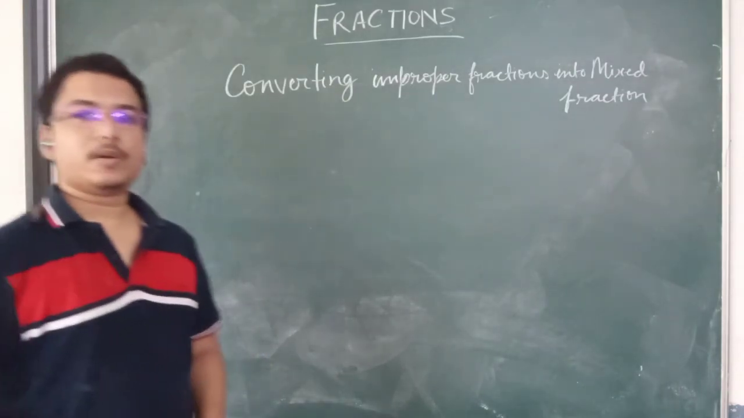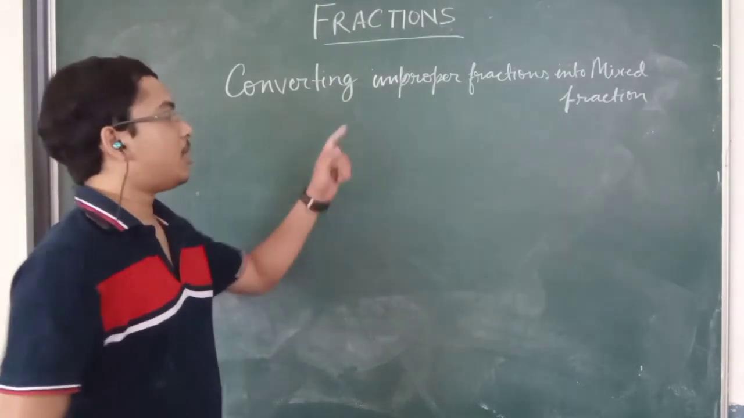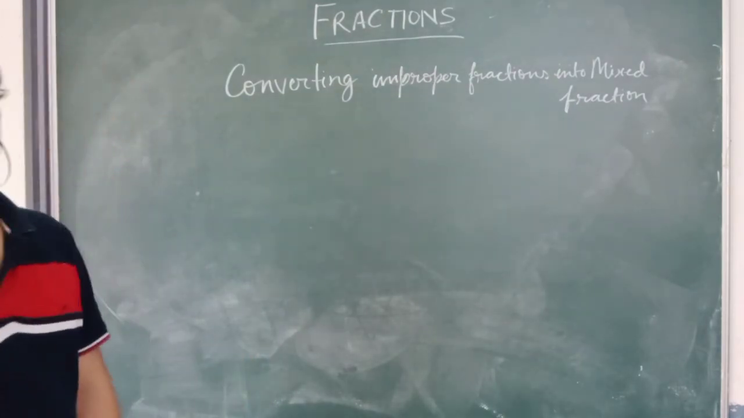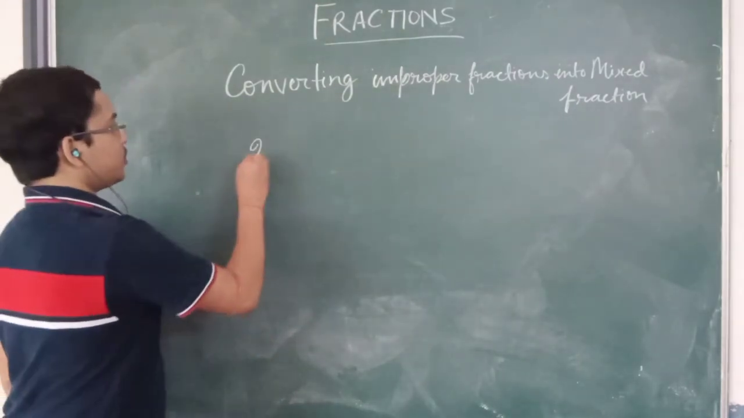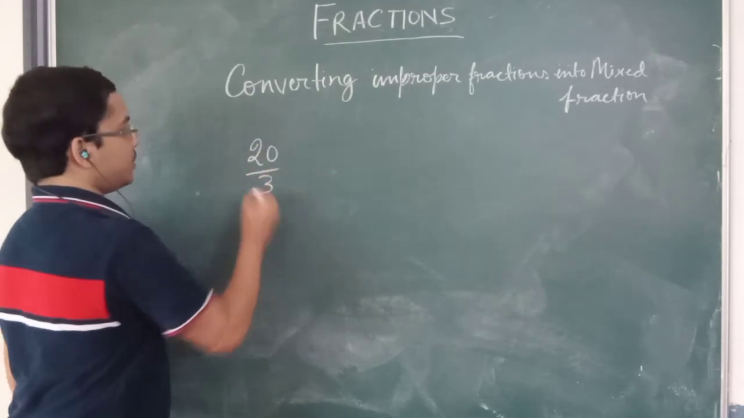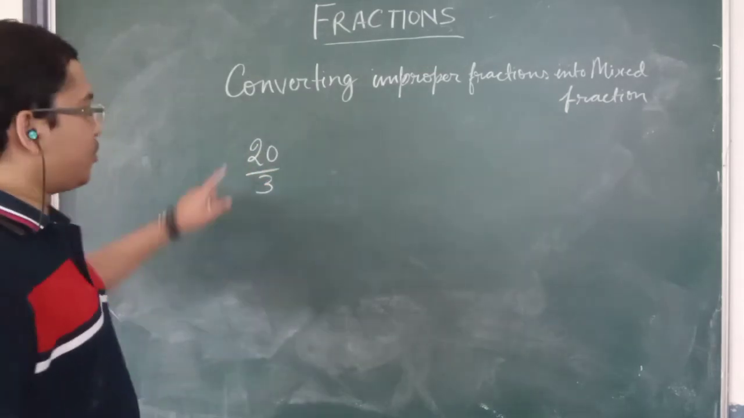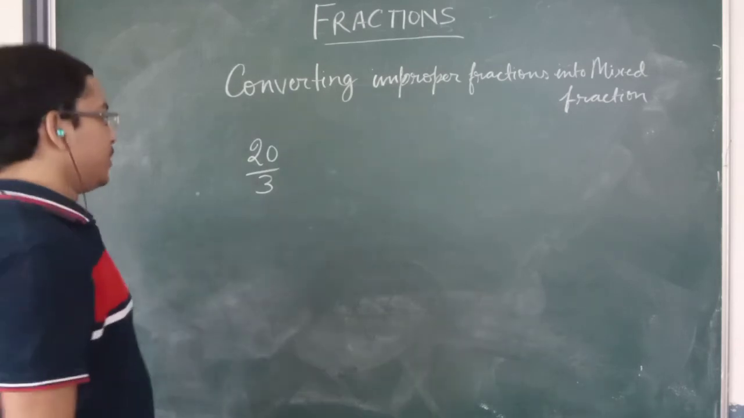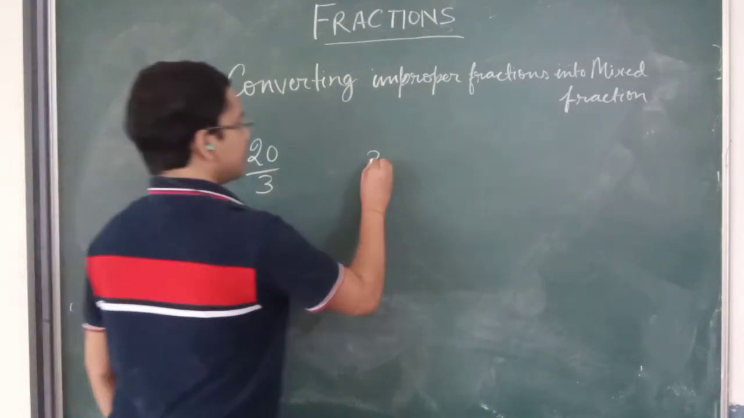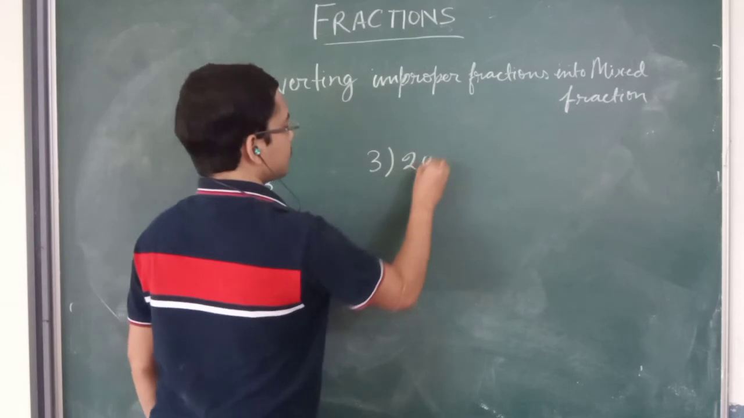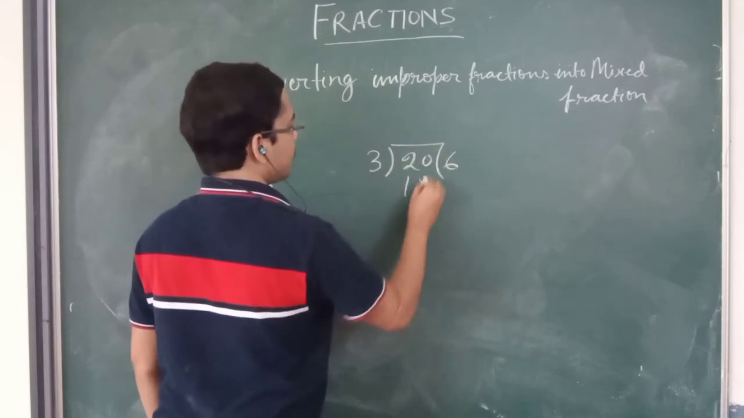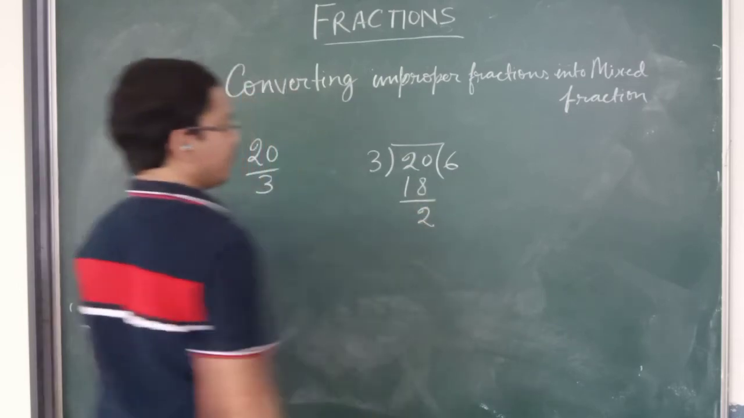The next topic of our discussion is how to convert an improper fraction into a mixed fraction. Let us take an improper fraction, suppose 20 divided by 3. Here the numerator is bigger and the denominator is smaller, so this is an improper fraction. Let us divide this. It goes 6 times, the remainder is 2.